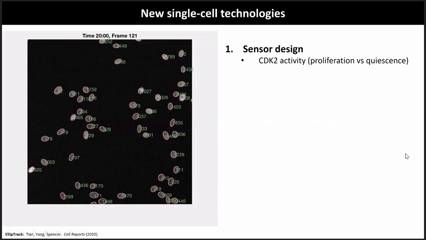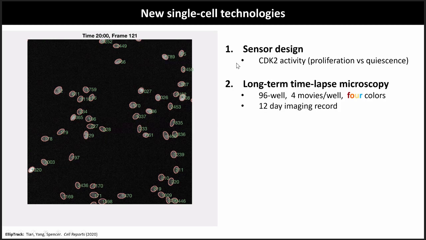Okay, so to study these processes, we have heavily invested in new single cell technologies. So first, we do a lot of sensor design. And in this talk, you'll see a live cell sensor for CDK2 activity, which has really been a gold mine because it allows you to read out proliferation versus quiescence at the single cell level over time. We also have pushed the limits of long-term time-lapse microscopy. So we can image cells in 96-well plate format with 4 movies per well, with 4 sensors per cell. So these are 4-color movies, and our current record is 12 days of straight imaging and cell tracking, which you'll see later in this talk.